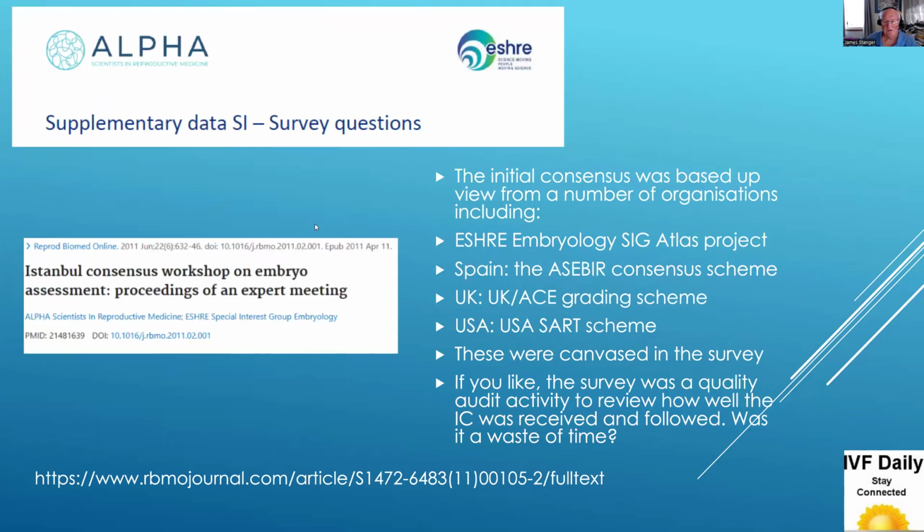The initial consensus, so this isn't the new one, this is a review of the original one, was really a consensus based on a meeting of people from ESRA, from Spain, the ASEBIR, the UK ACE group, the American SART group. These were canvassed in the survey. And if you like, the survey was really a quality audit activity to review how well the consensus was received and followed. Was it a waste of time? What areas need to be improved? And does it reflect the current status of IVF?